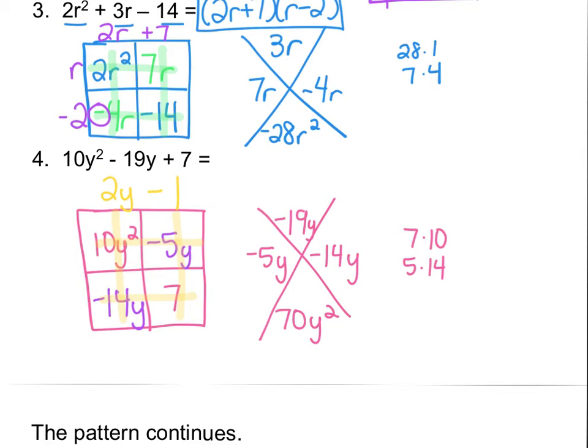Now I row factor. 10y squared and negative 5y actually have a 5 and a y in common. Negative 14y and 7 have a negative 7 in common. You've got to bring that negative out to that side. So my final product is 5y minus 7 times 2y minus 1.